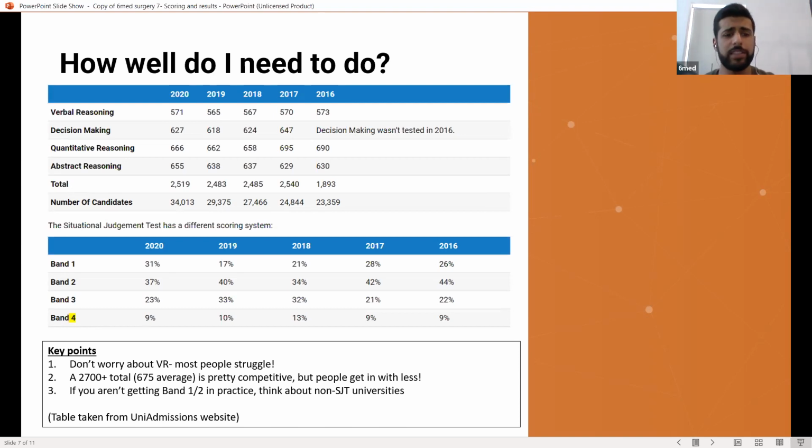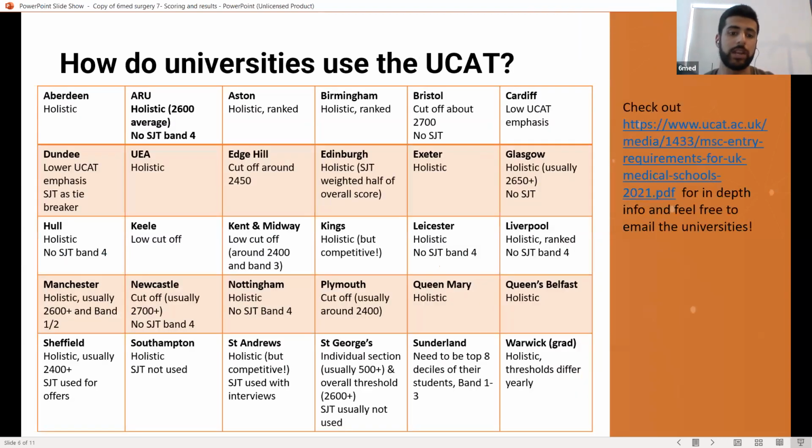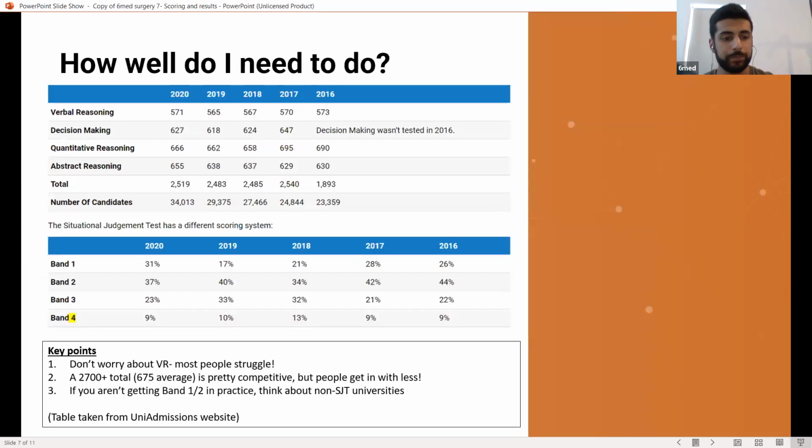Another thing to bear in mind is the SJT. You can see most people actually get band 1 and 2. It's a good third of people who get each. So if you're hovering around the band 3, band 4 mark, obviously definitely focus some time on it. But it may just be that there are some fundamental concepts and some exam strategy that you're struggling with. And so it may be worth considering applying to a university that doesn't use the SJT or maybe weights it a lot lower. And again, that would be where you refer back to this table.